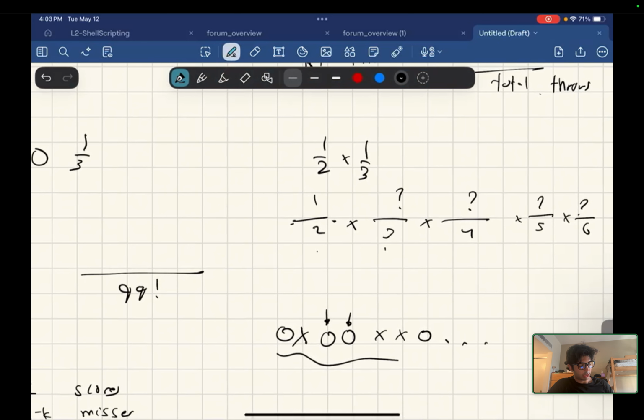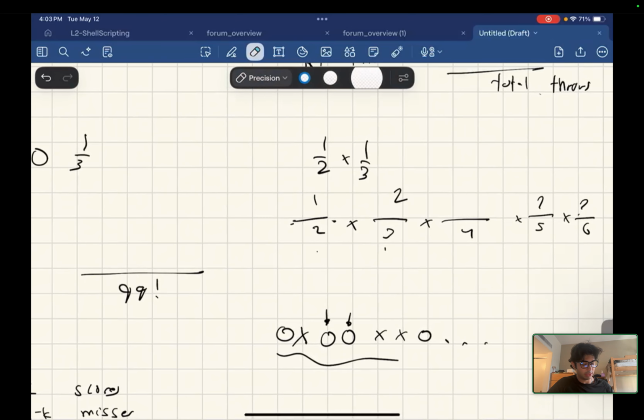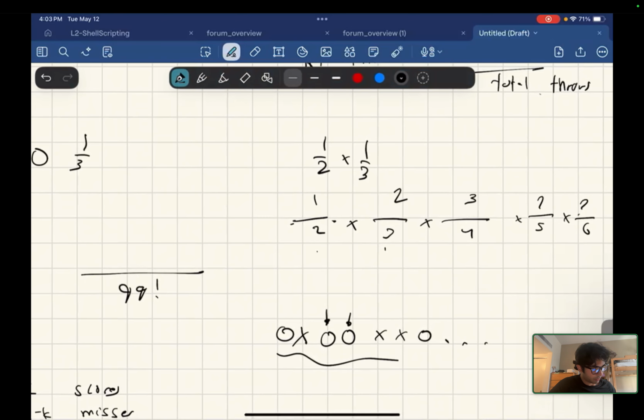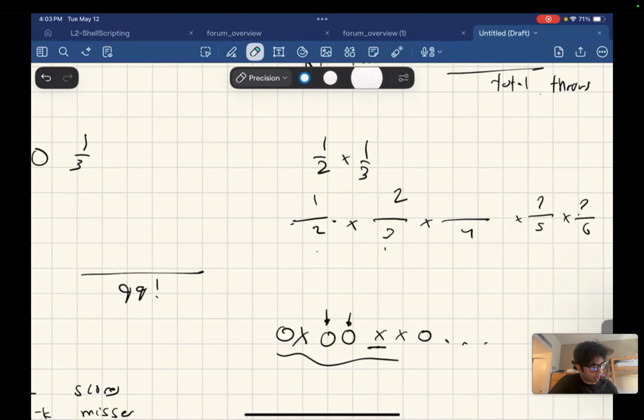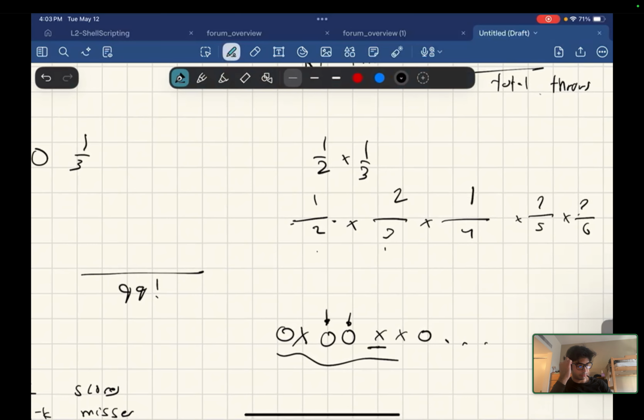For this shot, there were 2 makes out of 3 shots, so the probability was 2/3. Here, the probability of this happening is 3/4, right? For this one actually, we missed. The probability of it going in was 3/4, but we missed, so the probability of it missing was 1/4. So I'm going to write the misses in red.